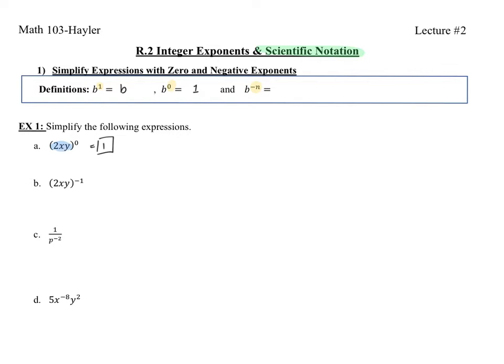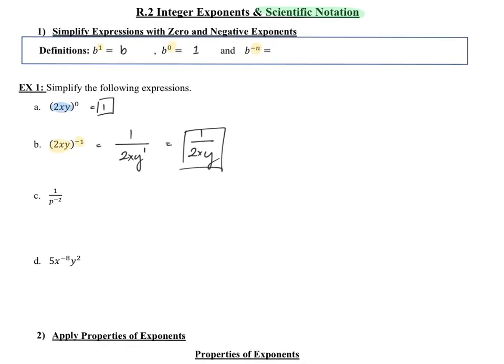Now let's take a look at the next one. This is saying the entire base raised to the negative 1 power. Well, fish out of water opportunity here. Go ahead and put that whole fish back in the water. And now the fish is a nice, positive, happy 1. Which, because it's just a 1, we'll go ahead and rewrite it just as 2xy. We are done, remember, with boxing our answers.